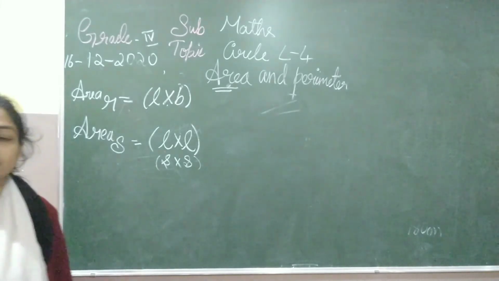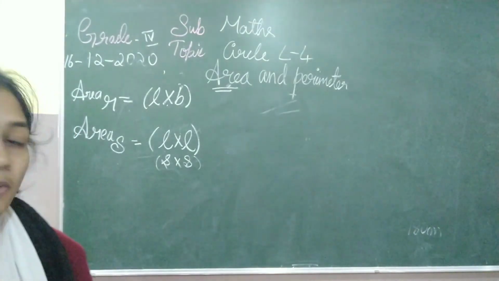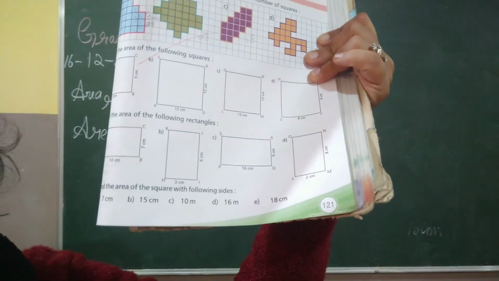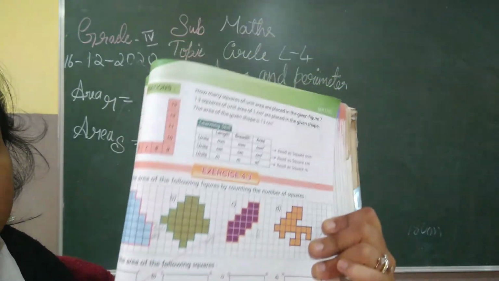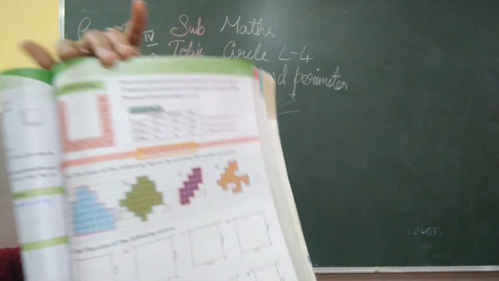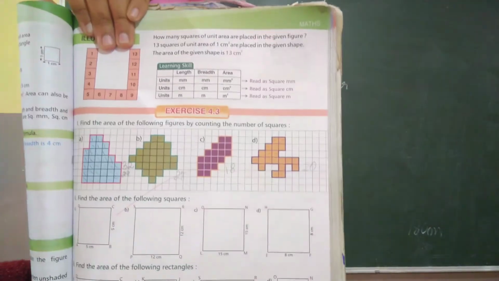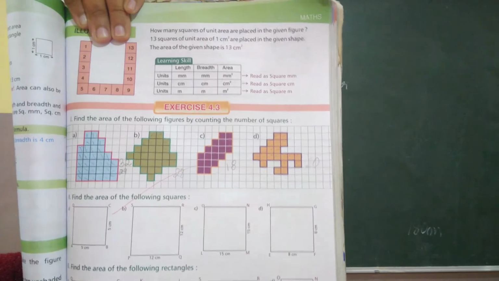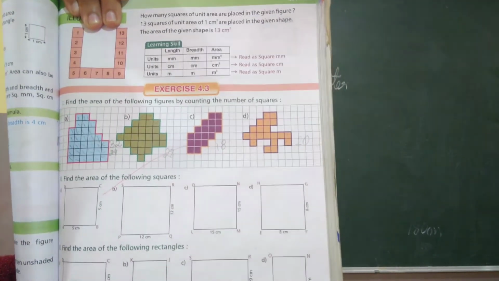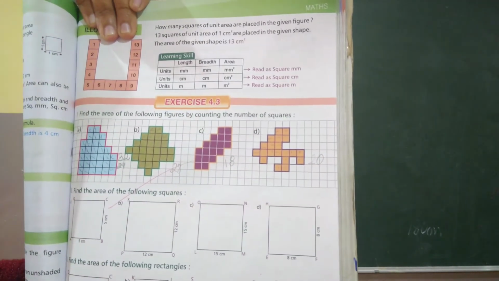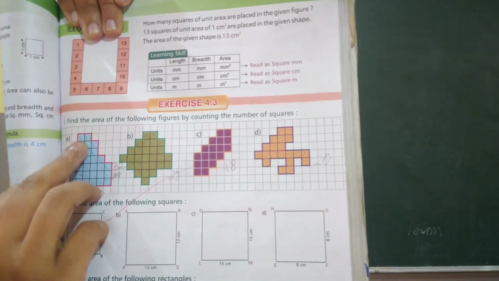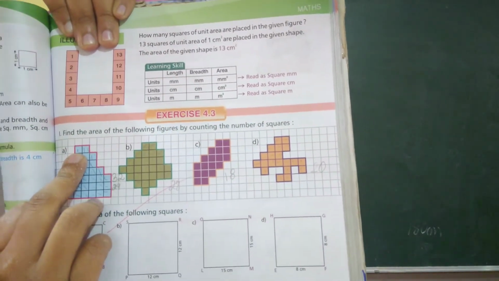So now let's go for exercise 4.3. I want everyone to open your textbook, page number 121, exercise 4.3. Children, in this shape, you can see the area which is colored inside. For this, you don't have any formula. You can just count the boxes and write the area of the square. Like, one box is equal to 1 centimeter area.